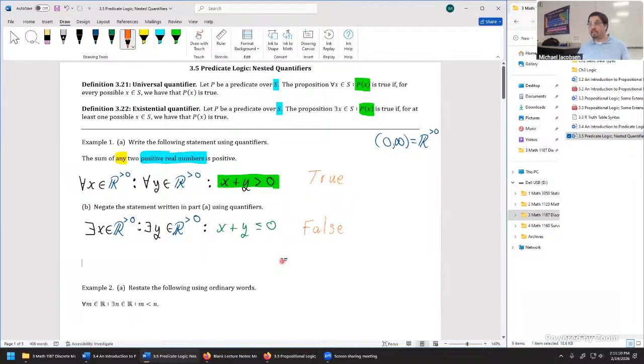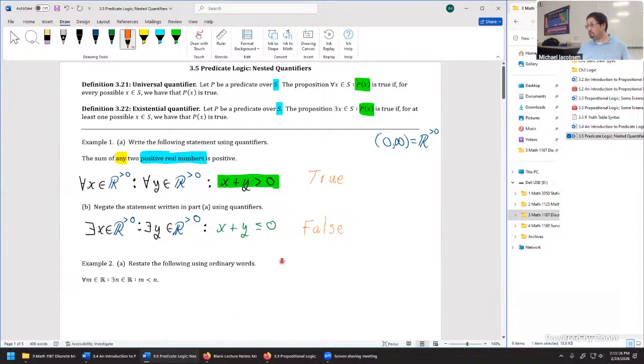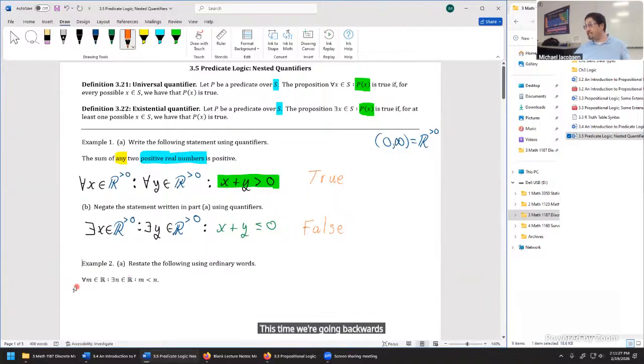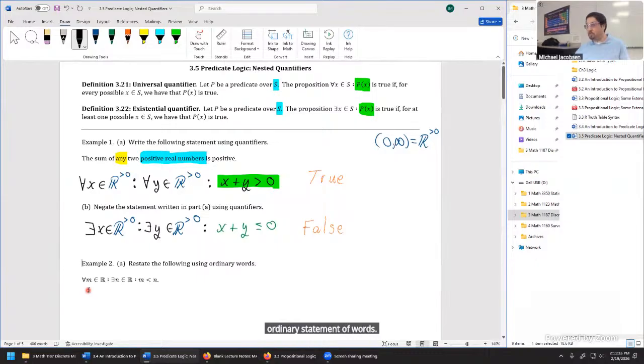Well, any questions, folks, on getting through that one? Okay, let's try this out again. We have just a few minutes of time, but these don't take too much time. This time we're going backwards. We're going to take this statement here and just rewrite it as a normal, ordinary statement in words. First, let's take a look at what this is saying.